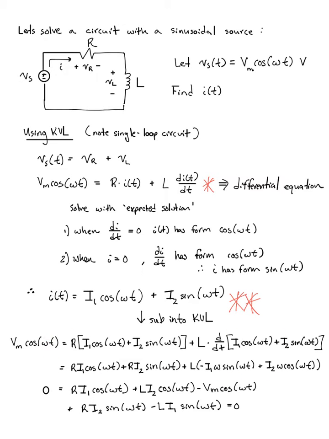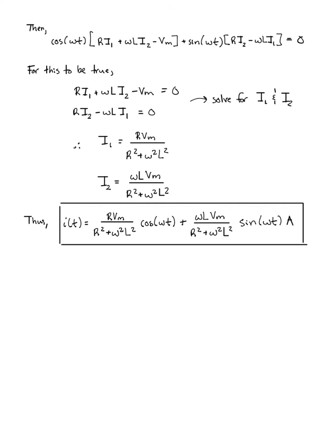Looks a little bit messy. So we take that and let's do a little bit of simplification, moving everything over to one side of the equation, so we'll group terms, and I get R I1 cosine plus omega L I2 cosine minus Vm cosine plus R I2 sine minus omega L I1 sine. Now grouping the cosine and the sine terms, I get this expression shown here.